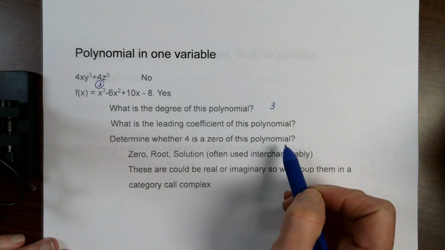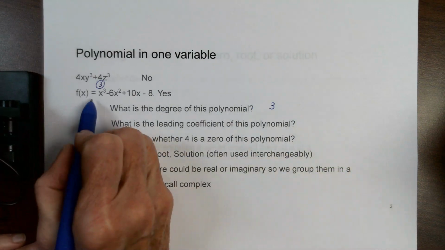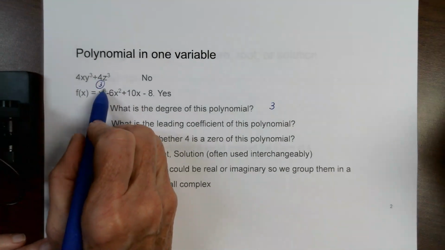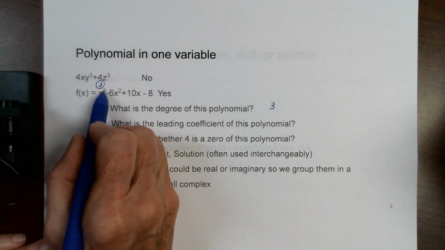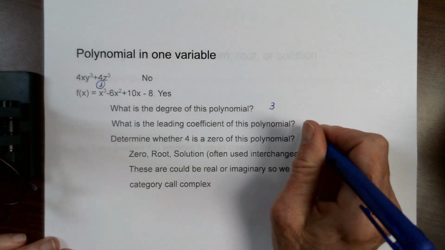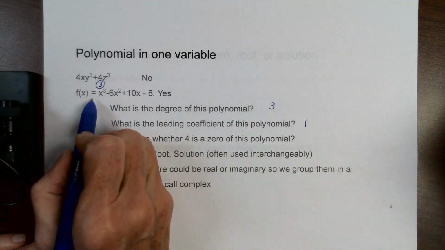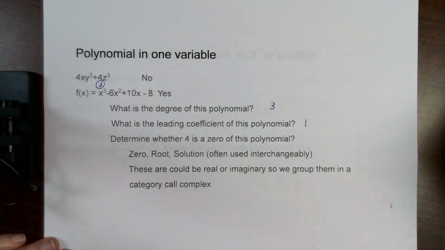If they ask me for the leading coefficient, I'm looking for the number that is in front of the base with the exponent of the highest degree. So the leading coefficient on this is 1, because I have an understood 1 in front of x to the third.